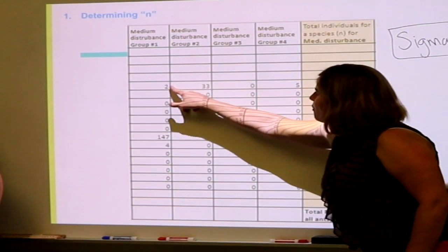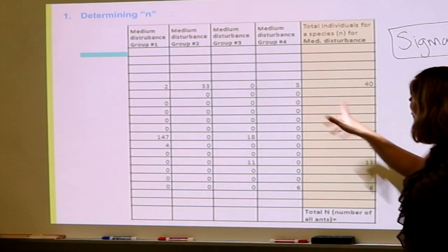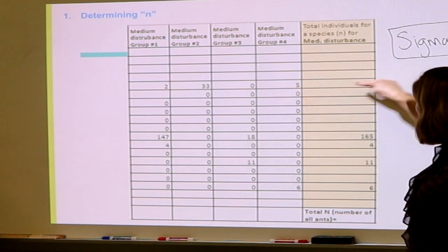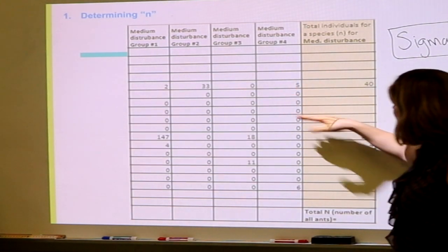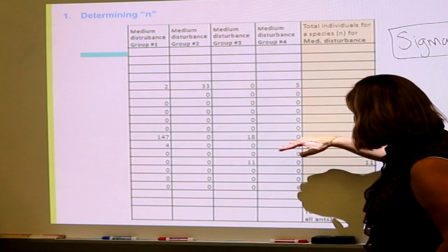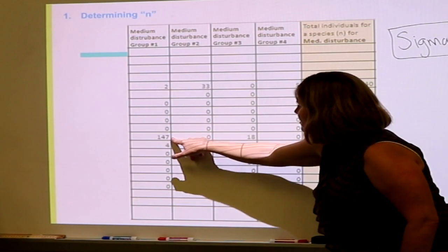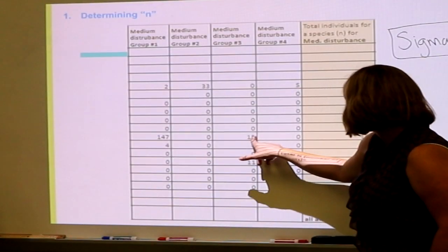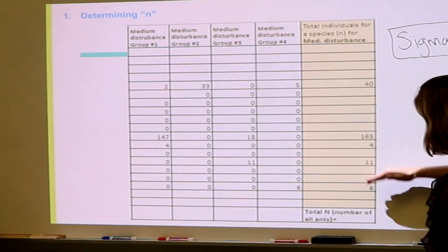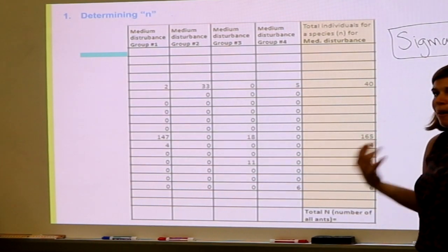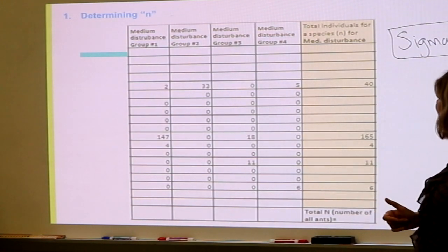So we have one group found 2, another group found 33, and the last group found 5. We're going to add that row across, and 40 is going to be our first little n. Then we'll go down, there weren't any ants there, so we'll go down to this next one. All the ants in this row, 147 plus 18, equals 165. So each of these represents a little n. It represents the total number of a particular kind of ant that we were looking at.